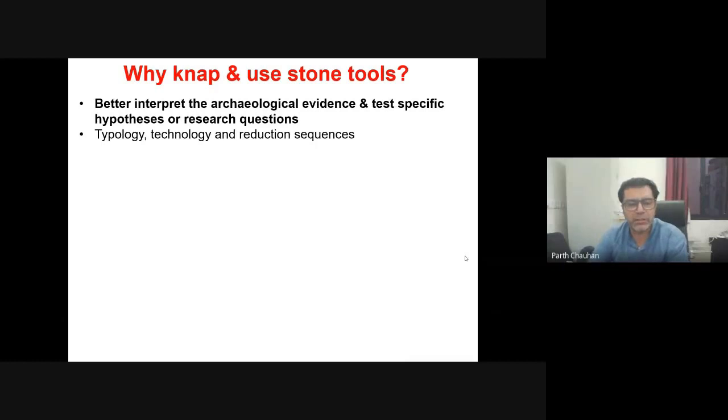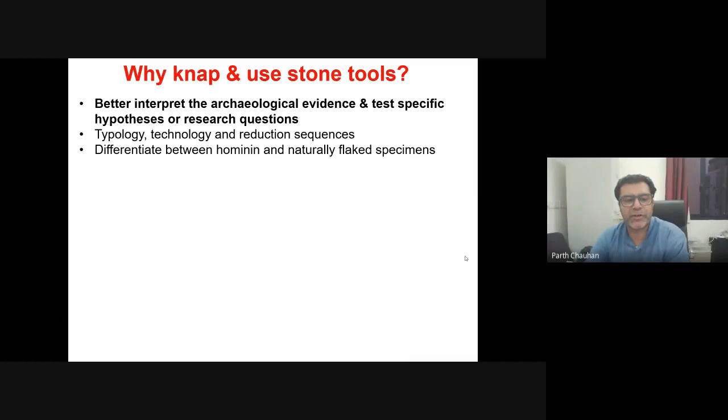Then we have typology, technology and reduction sequences, the actual chaîne opératoire, how things were made exactly, what the techniques were, why they chose specific raw materials, for example, why they made specific tool types, whether they merged into one another or were specifically targeted from the beginning, what the accidents were, what the mistakes were, what the learning process was. Then we can differentiate between hominin-flaked and naturally flaked specimens from some sites. If some sites are ambiguous, we can do it in the lab and confirm.